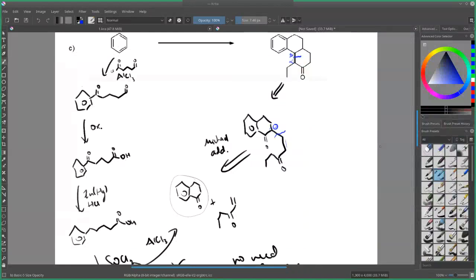Okay. Cool. Questions? What selectively oxidizes an aldehyde but not a ketone? Could you just remind me? Like the first step for benzene. Yeah, a ketone is already fully oxidized.